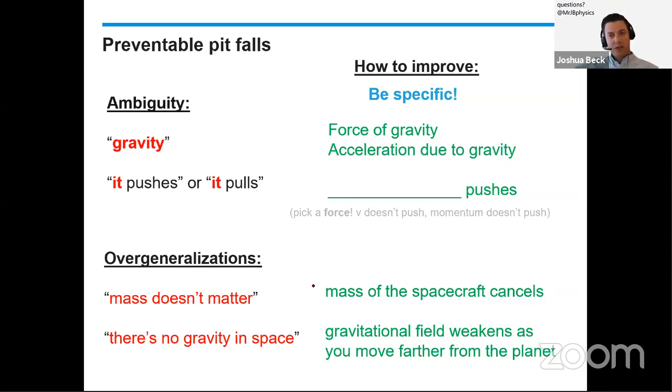Now, could we put that spacecraft so far away from the Earth that the gravitational field is effectively zero at that point, and so it would experience no gravitational pull from the Earth? Of course, but not where it's located. And certainly we don't want to use this overgeneralization: there's no gravity in space, right? Lots of gravitational forces in space. That's what keeps all of our planets orbiting the sun, right? So these overgeneralizations, mass doesn't matter, no gravity in space, we want to avoid those things. If you canceled a specific mass in your derivation, then reference that.